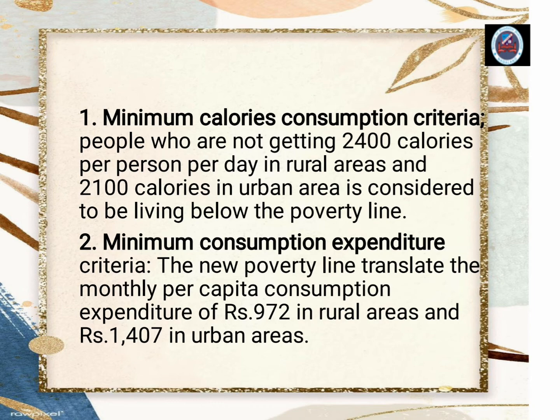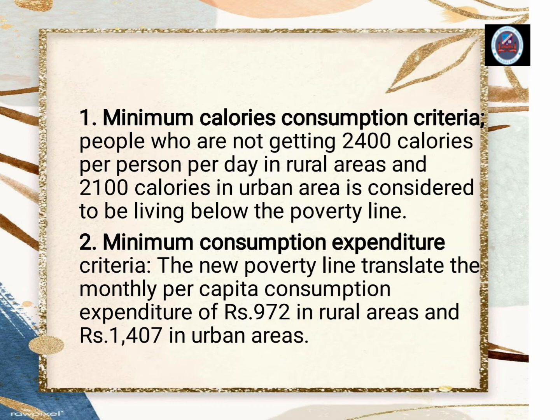Now, when we talk about the minimum calorie consumption criteria, those people who are not getting 2,400 calories per person per day in rural areas and 2,100 calories in urban areas are considered to be living below the poverty line. This is the amount of consumption: when people in rural areas are not able to eat 2,400 calories in a day, or in urban areas 2,100 calories in a day, if they are not able to fulfill their consumption, they are considered as below the poverty line.